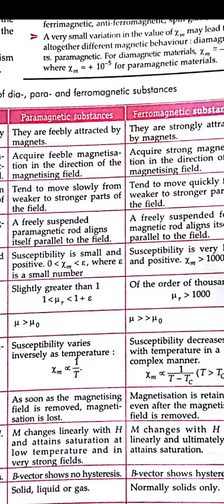So now we will see about the hysteresis loop, or hysteresis curve. It depends on these properties of ferromagnetism: that it moves from the stronger field to the weaker, that it is easily attracted by the magnet, and that the domains of the ferromagnetic material align themselves parallel to the direction of the magnetic field.